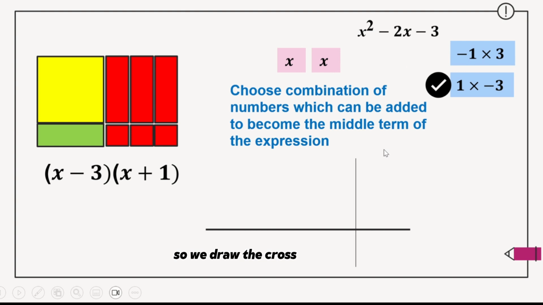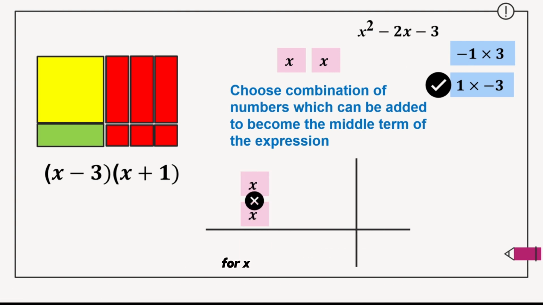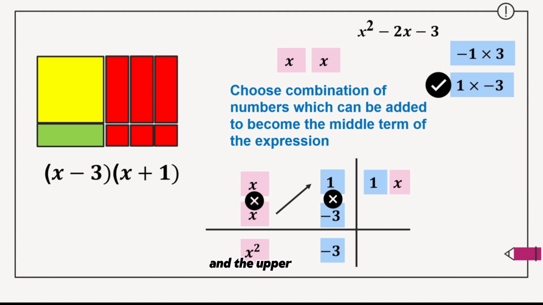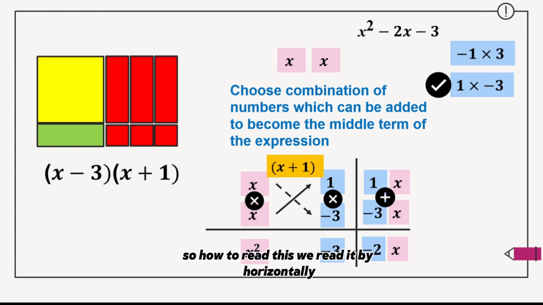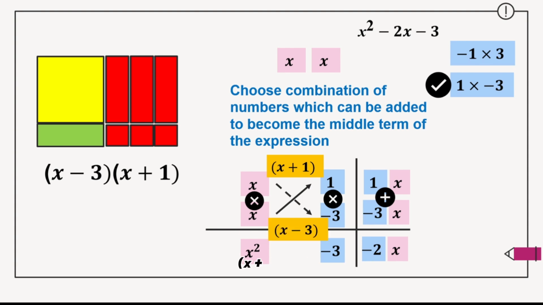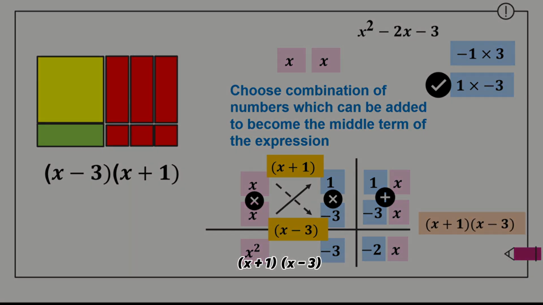So we draw the cross multiplication line and we list down all the factors for x squared and also negative 3. When we cross multiply the bottom x with 1 and the upper x with negative 3, we get these terms, and when we add up 1x with negative 3x, the answer is negative 2x, which is equal to the middle term. So how do we read this? We read it horizontally and we write down the answer x plus 1 times x minus 3, which is equal to the one that we did using algebra tiles.